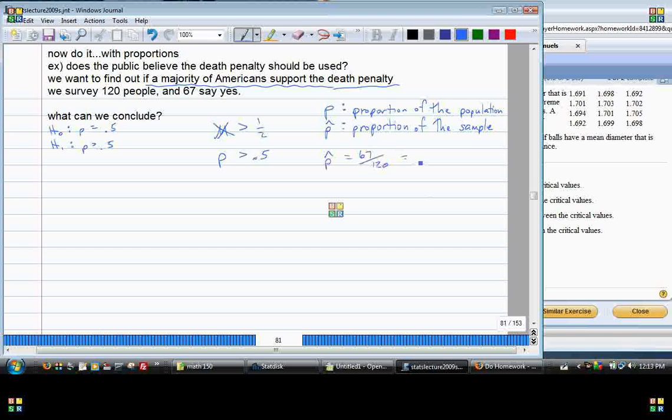Now, what will be helpful for us is for our calculations, we're gonna want this as a decimal. As a decimal, this is 0.5583. So notice that that's about 55%.